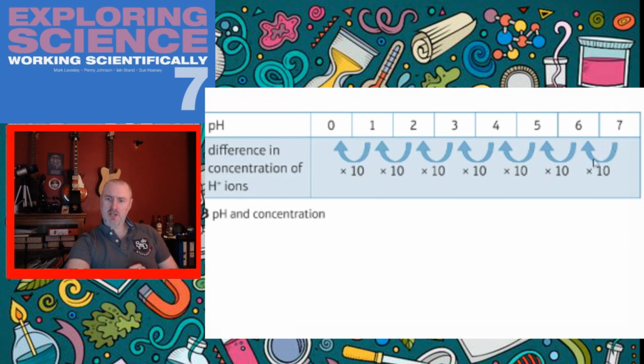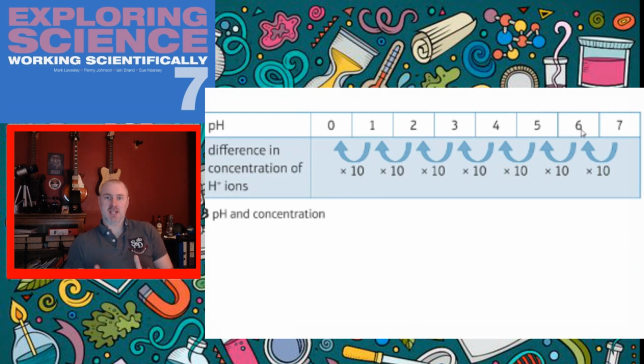Now, you might be looking and wondering, what on earth is this? Well, this is trying to tell us that this scale isn't linear. So let me start with pH 6. pH 6 will have 10 times the number of hydrogen ions than pH 7. But pH 5 will have 10 times the number of hydrogen ions as pH 6.